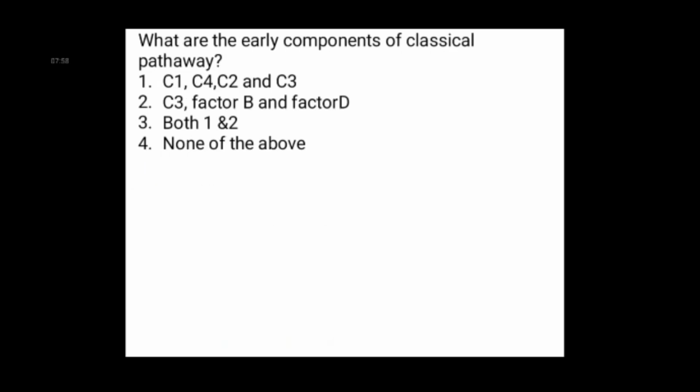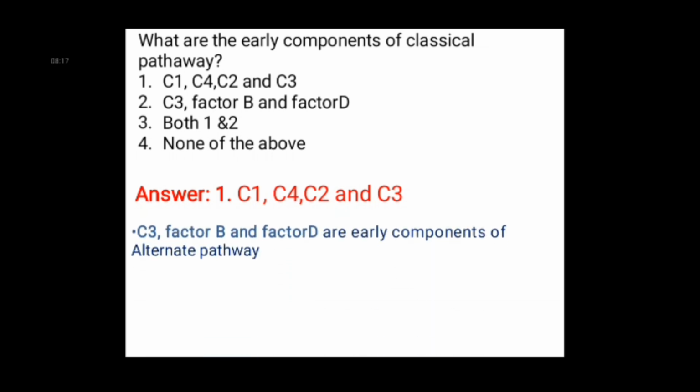What are the early components of classical pathway? Option 1 C1, C4, C2 and C3. Option 2 C3, factor B and factor D. Option 3 both 1 and 2. Option 4 none of the above. And the correct answer is option 1 C1, C4, C2 and C3. These are the early components of classical pathway. And C3, factor B and factor D are the early components of the alternative pathway.